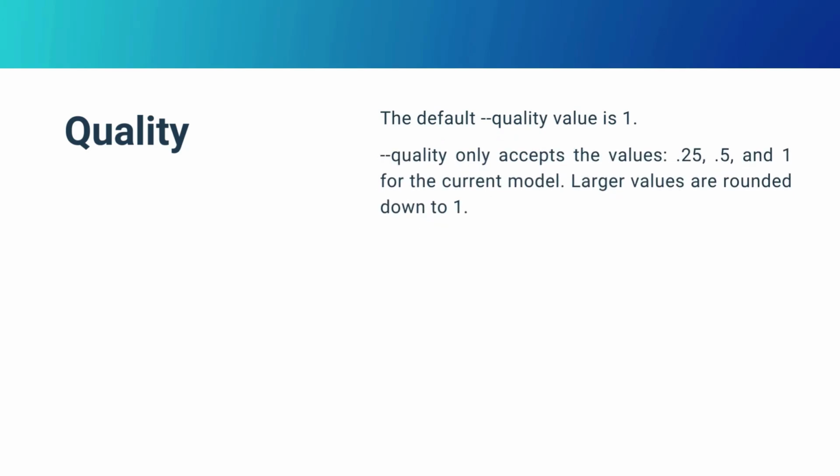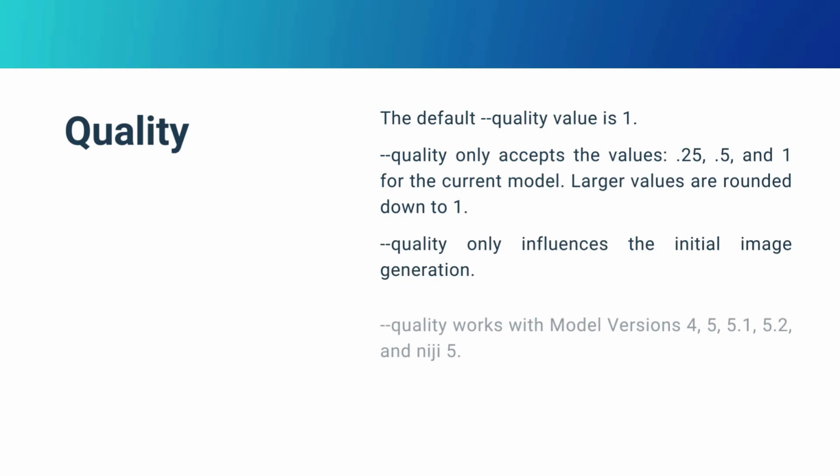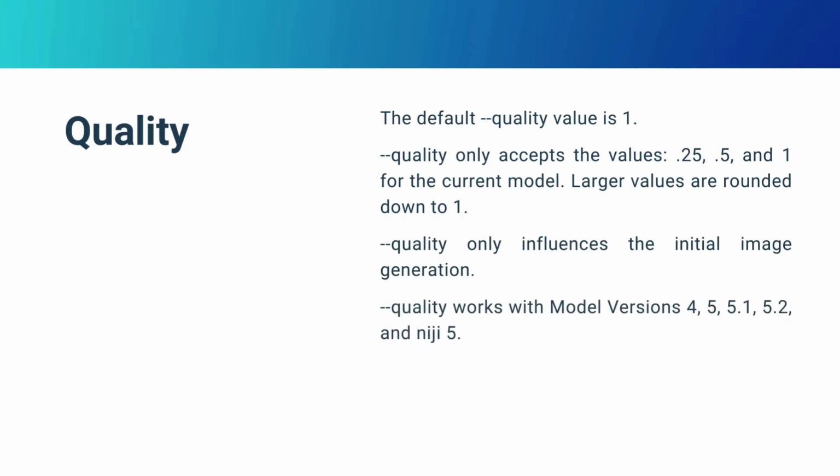--quality only accepts the values 0.25, 0.5, and 1 for the current model. Larger values are rounded down to 1. --quality only influences the initial image generation. --quality works with model versions 4, 5, 5.1, 5.2, and Niji 5.